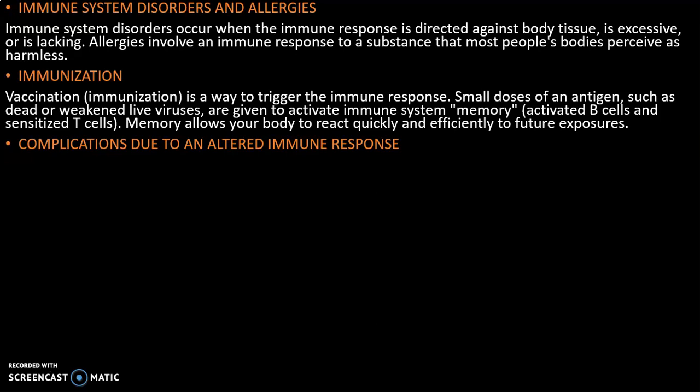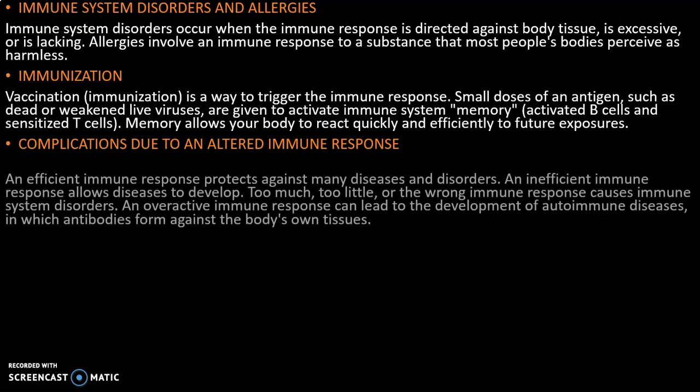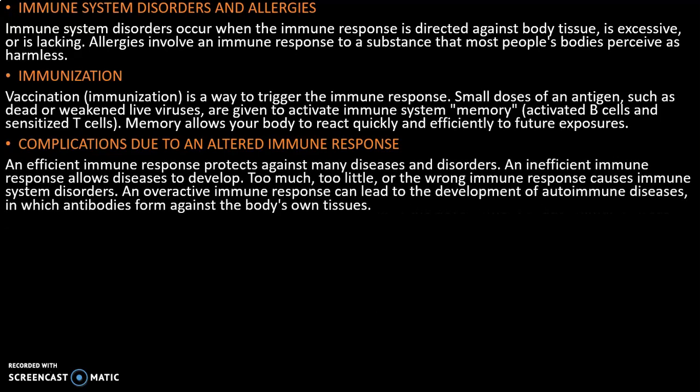And lastly, the complications due to an altered immune response. An efficient immune response protects against many diseases and disorders. An inefficient immune response allows disease to develop. Too much, too little, or the wrong immune response causes immune system disorders. An overreactive immune response can lead to the development of autoimmune diseases in which antibodies form against the body's own tissues.